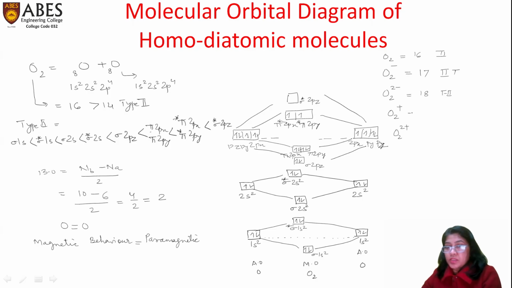Now O2 plus has a total of 15 electrons. This will also follow type 2. Now O2 2 plus has a total of 14 electrons. In this case, what we have discussed is that it must follow type 1, because it has a total number of electrons equal to 14, and the configuration of type 1 is different.